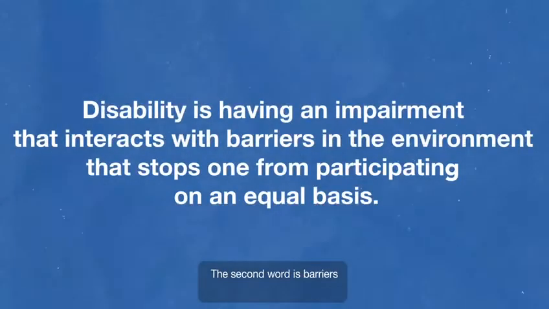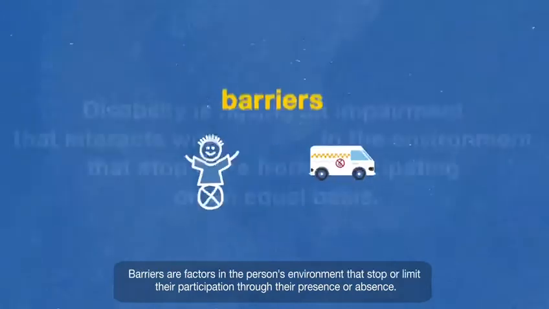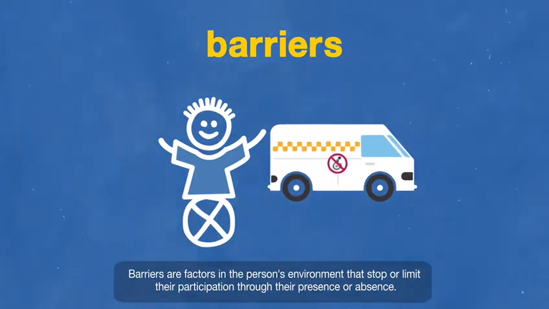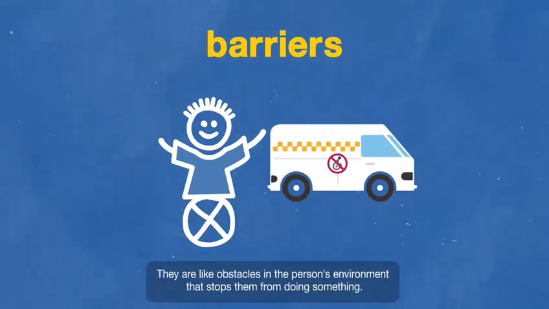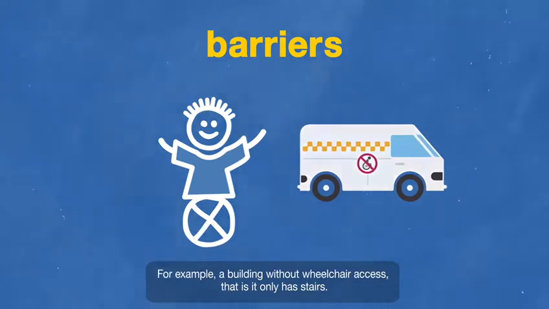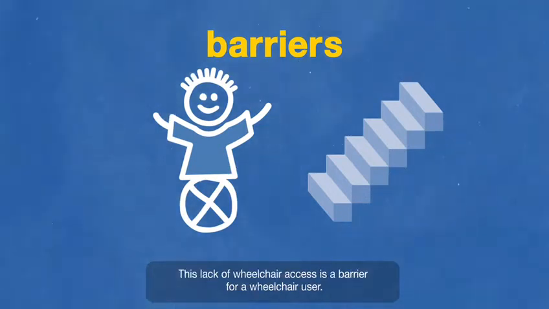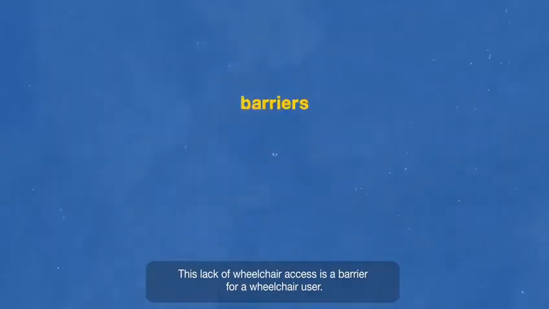The second word is barriers. Barriers are factors in the person's environment that stop or limit their participation through their presence or absence. They are like obstacles in the person's environment that stop them from doing something. For example, a building without wheelchair access. That is, it only has stairs. This lack of wheelchair access is a barrier for a wheelchair user.